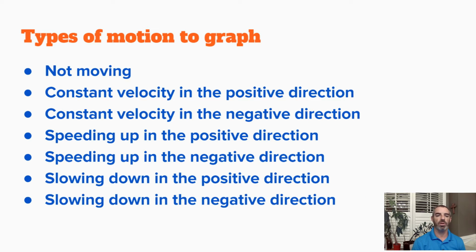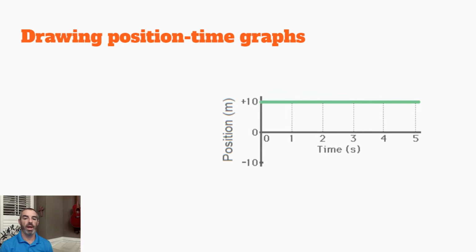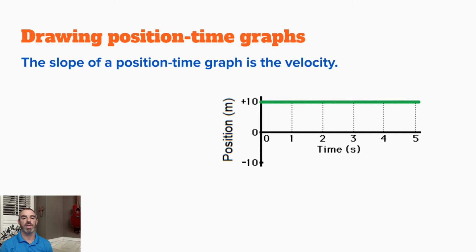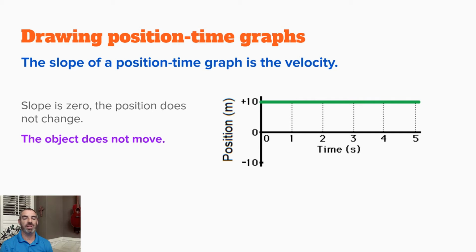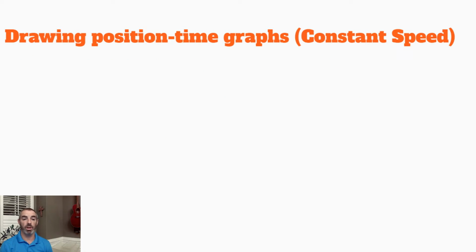So the important thing to remember for position time graphs is, number one, that the slope of a position time graph is the velocity. So if we look at this graph that's given, the slope is 0. That means the position does not change. That means the object is not moving. It has a 0 velocity. So let's look at some constant speed examples.